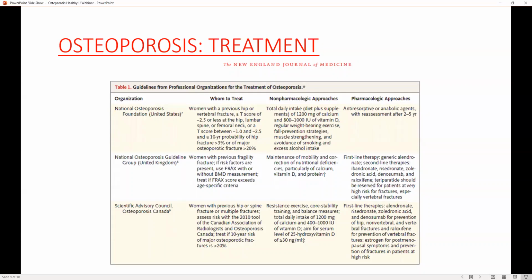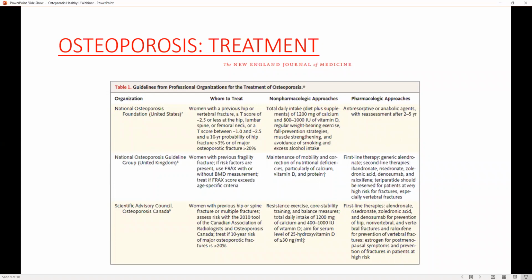In the US, most practitioners follow the guidelines from the National Osteoporosis Foundation. Eligible patients are those with a previous hip or vertebral fracture, a T-score of -2.5 or less at the lumbar spine or femoral neck, or a T-score between -1 and -2.5 with a 10-year probability of hip fracture at 3% or higher and major osteoporotic fracture at 20% or higher.